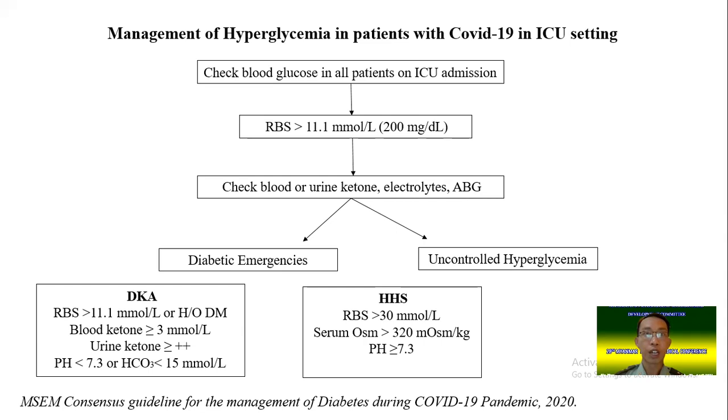This slide shows the management of hyperglycemia in patients with COVID-19 in the ICU setting. Check blood glucose in all patients on ICU admission, and if RBS is more than 11.1 millimole per liter, we should check blood or urine ketone, electrolyte, and arterial blood gas. If the results show the features of a diabetes emergency, treat as a diabetes emergency accordingly. If the results didn't show the features of a diabetes emergency, the patient should be treated as uncontrolled hyperglycemia in the ICU setting.